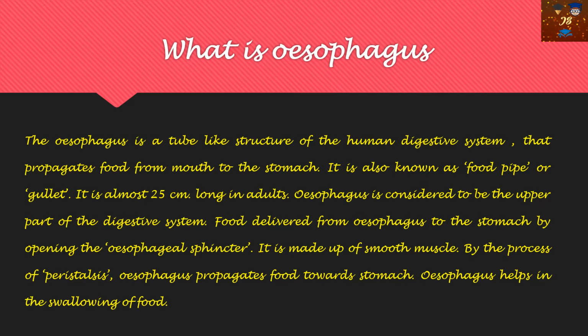At the junction of the esophagus and the stomach, there is an esophageal sphincter, which is a muscular structure, and the food has to push that muscular structure to enter from the esophagus to the stomach. Basically, the esophagus helps in the swallowing of the food.